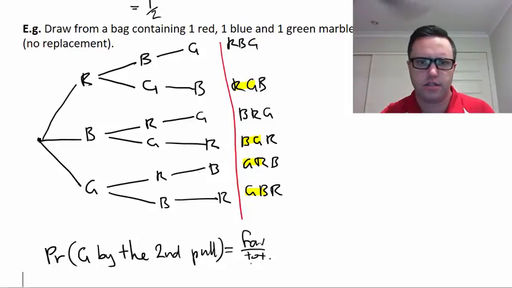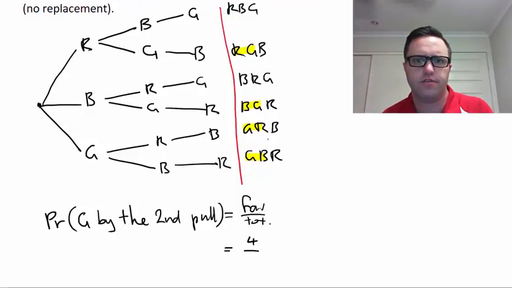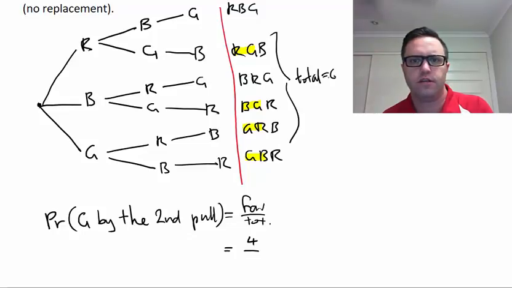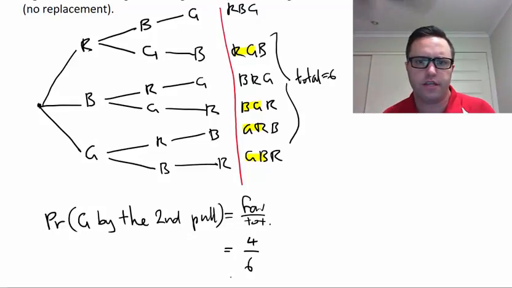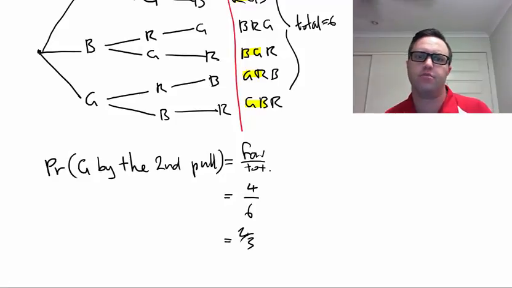So that'll be 4 favourable over our total. 1, 2, 3, 4, 5, 6. So our total is 6. 4 over 6, which simplifies to 2 over 3, and that's our probability. So 2/3 of the time, by the second pull, we will have got the green one out of the bag.